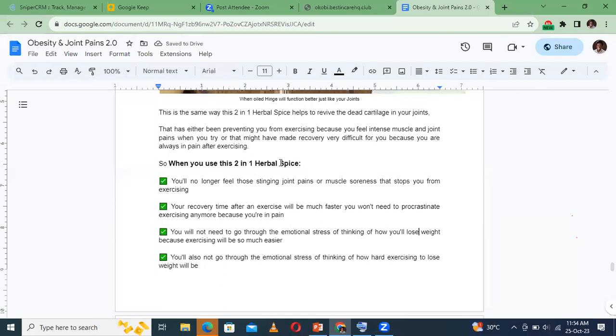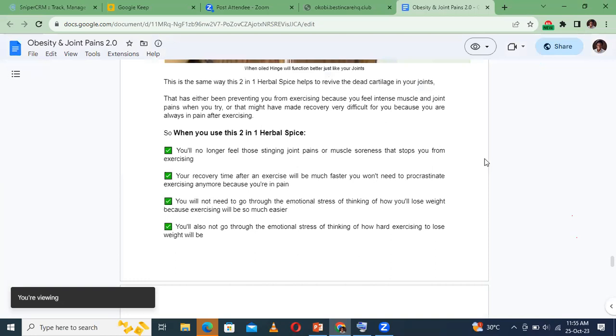There was one part I should have added a comma to. That has been preventing you from exercising because you feel intense muscle and joint pains when you try. Oh, that might have been okay. Yeah, that's okay. So let's continue. You will not need to go through the emotional stress of thinking of how you lose weight because exercising will be so much easier. You will not go through the emotional stress of thinking of how hard exercising to lose weight will be.